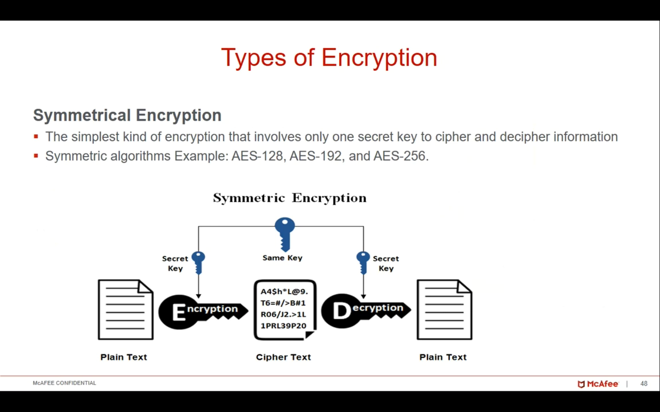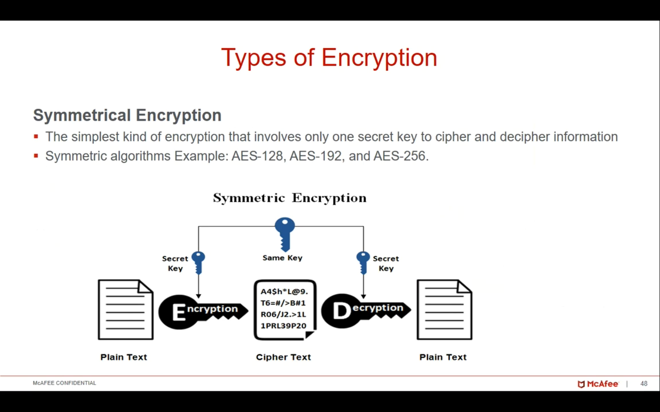If we come to the different types of encryption, there is symmetrical encryption. It is one of the simple kinds of encryption which uses a single key for both encryption and decryption. For example, as we see in the picture, the plain text is encrypted using the secret key. It transforms into a ciphertext which you cannot understand, and the same key is used to decrypt the information back to plain text. So it is a symmetric key that is getting used.